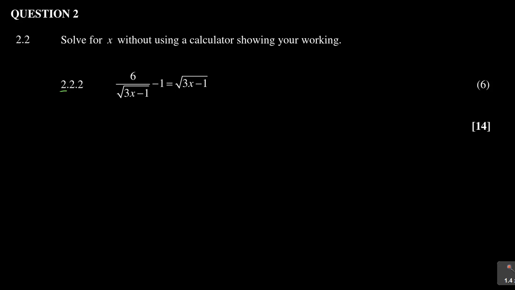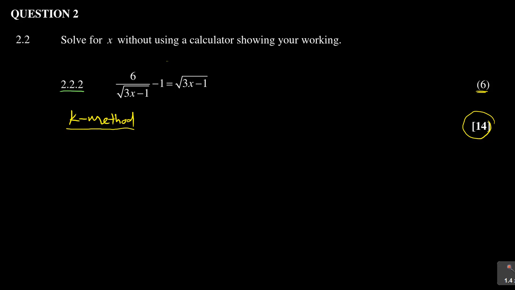Let us look at the last part of it. Question 2.2.2. The whole of question 2 was 14 marks, and this one in particular was 6 marks. It says solve for X without using a calculator, showing your working. It wasn't a difficult problem. Again, you will meet this kind of problem. It is another version of the K method. With the K method here, what you were given is difficult for you to solve as it is. You have to use the K method.